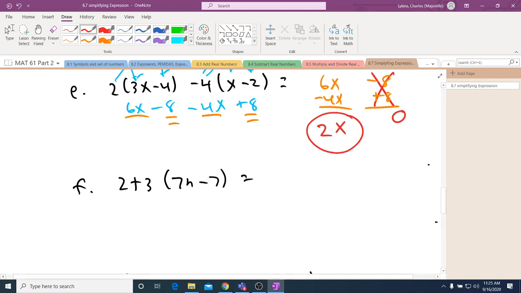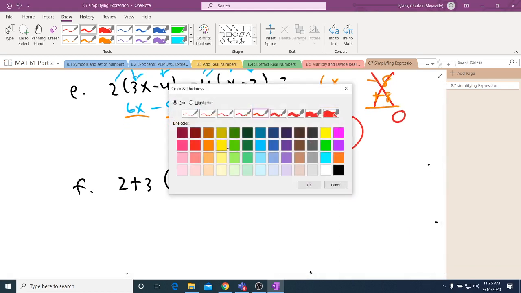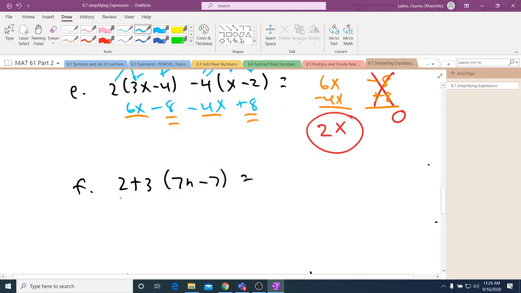Now, F. Common mistake. We say 2 plus 3 is 5, then distribute. This is not how you do it. What we do is you take your 2 and then you distribute the 3.